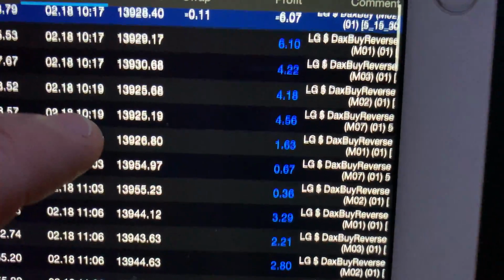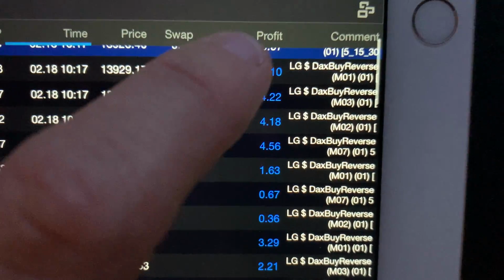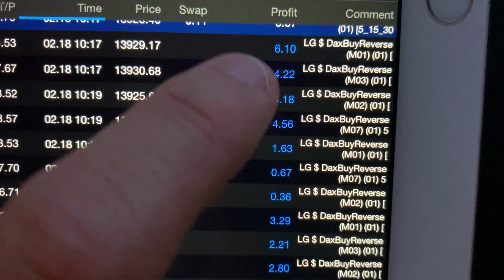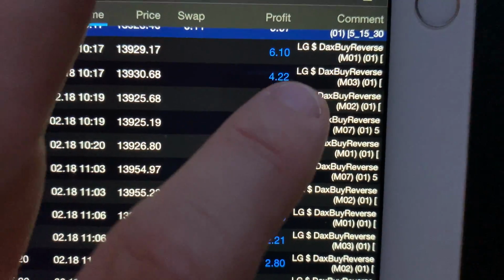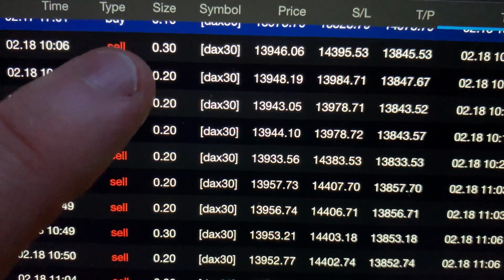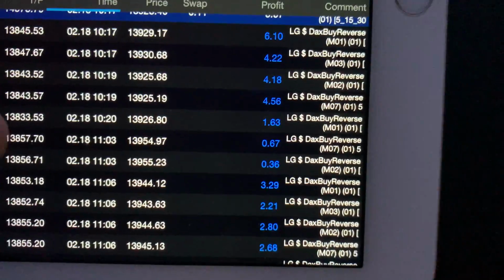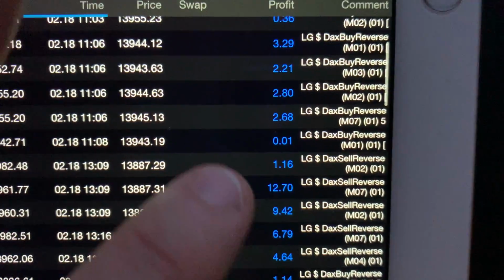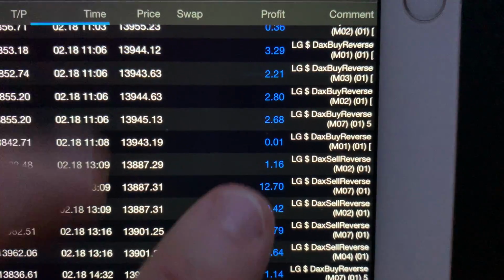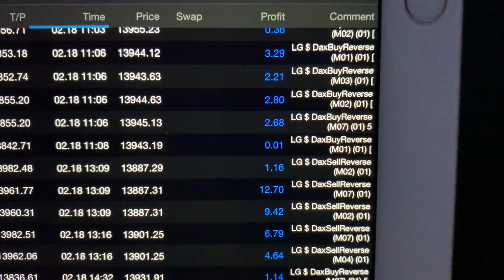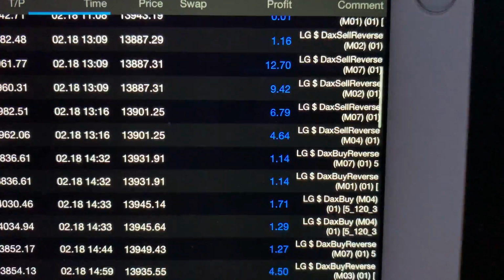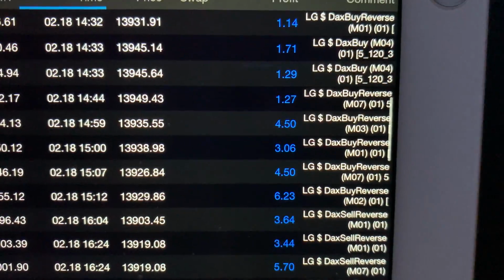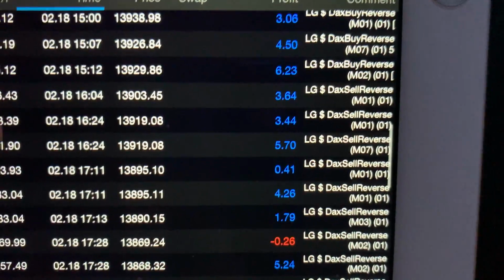Long story short, now let's take a look at my profits. You see a lot of bigger profits. It's no longer penny profits. If it's a buy reverse or sell reverse, it will start dropping the 0.2 lots. The lot sequences start with 0.2 and end with 0.9. Oh, look, there's a $12.70. How bizarre. It's a sell reverse profit. So these are my profits, $4, $6. There are some big ones.